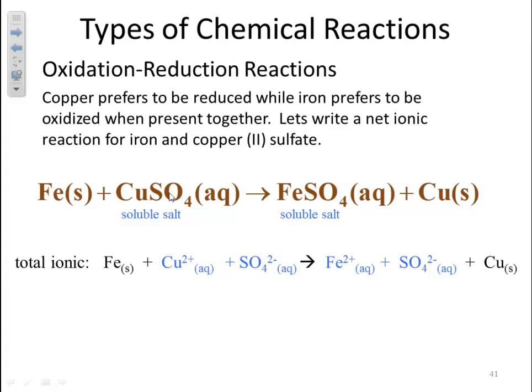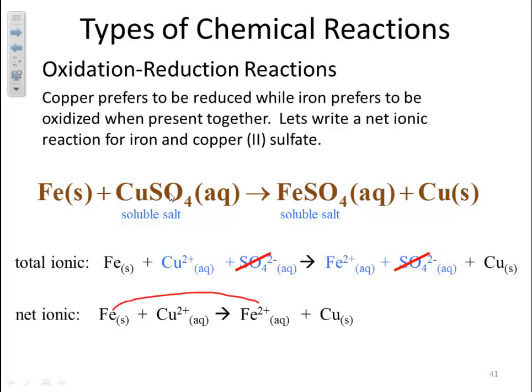Now to write my net ionic equation, I have to get rid of my spectators, and the only spectator we have is sulfate. If I get rid of that, I get my net ionic equation. I have iron solid, which is its elemental state, 0, plus copper 2 plus, giving me iron 2 plus and copper in its elemental state, which is a 0 charge. You can see in this example, in my net ionic equation, that it's going from a 0 iron to a 2 plus, and a 2 plus to a 0 copper. We have iron being oxidized and copper being reduced.